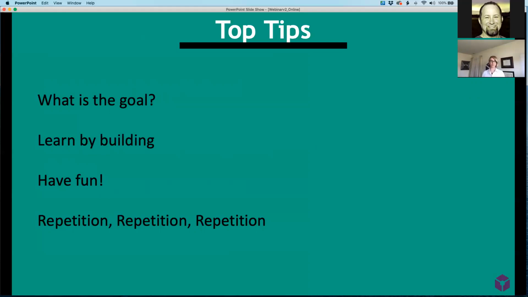So especially now as we're thinking about what do you usually do in your laboratory, let's turn it around and think about what is that goal and how can we then meet that goal in a different way. I'm then going to show you some examples of how to learn by building, a little bit about how to have fun, and then come back to this idea of repetition is really important in a face-to-face class, but it's even more important when we talk about how to do something in a distance learning situation.